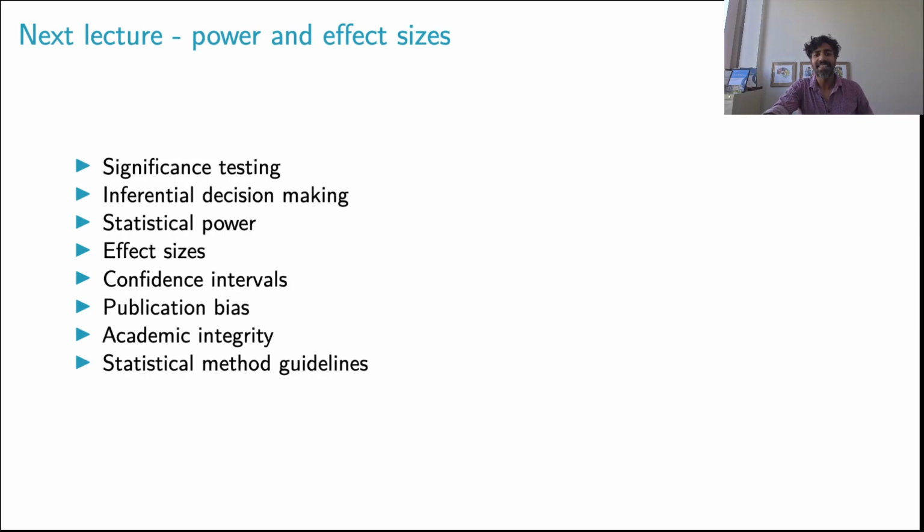So that is everything for today's lecture. Next lecture, we're going to talk in a lot more detail about power and effect sizes, significance testing, inferential decision making, statistical power, effect sizes, confidence intervals, publication bias, academic integrity, and statistical method guidelines. So that will be all for the next lecture.